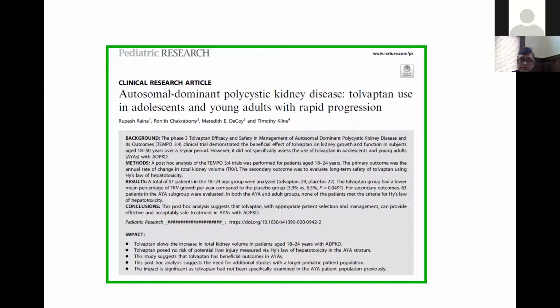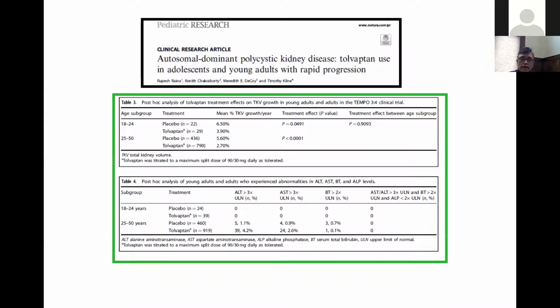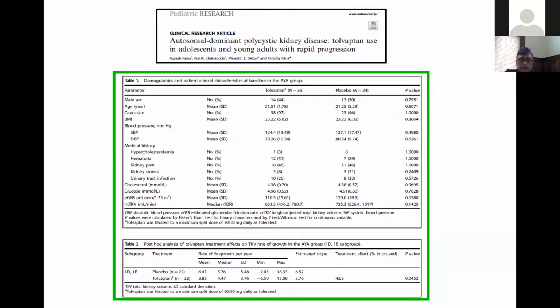We have 51 patients from the age group of 18 to 24, and see the response. The mean change in total kidney volume growth per year was 6.5 in placebo and 3.9 in children, adolescents, or AYA, adult youth with a health condition. And for ages 25 to 50 it was 2.7 and 3.9. And see the ALT and AST: there was no liver involvement in the setting in children as compared to 4.5. You combine the TEMPO and the REPRISE together, it causes the transaminitis. So this is a beautiful picture of placebo versus tolvaptan: the kidney size, the hematuria, systolic blood pressure.